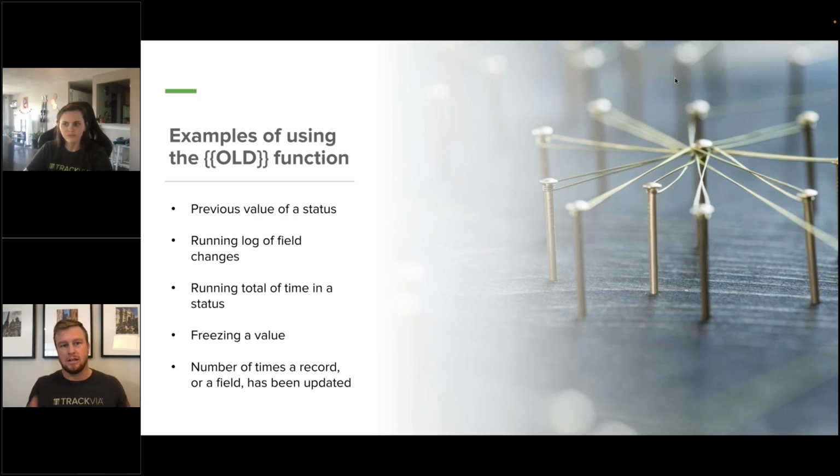Maybe you want to calculate the total amount of time a record was in different statuses, or freezing, which is another way of not allowing someone to change a particular field for certain times. And then, how many times has this field been edited? As a purchase order or an invoice, we want to keep a count of how many edits occur to a single record.